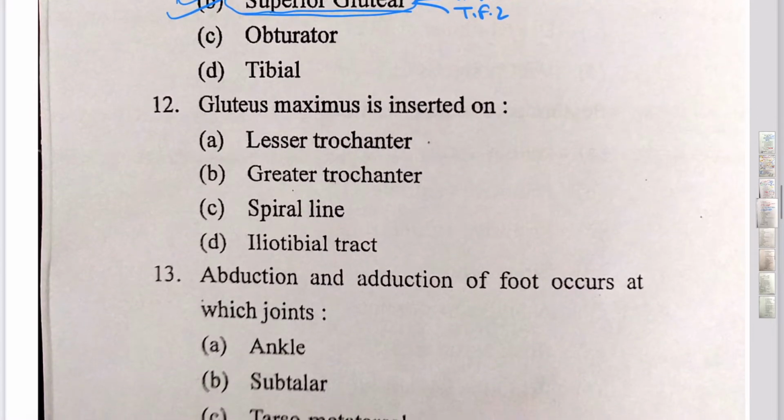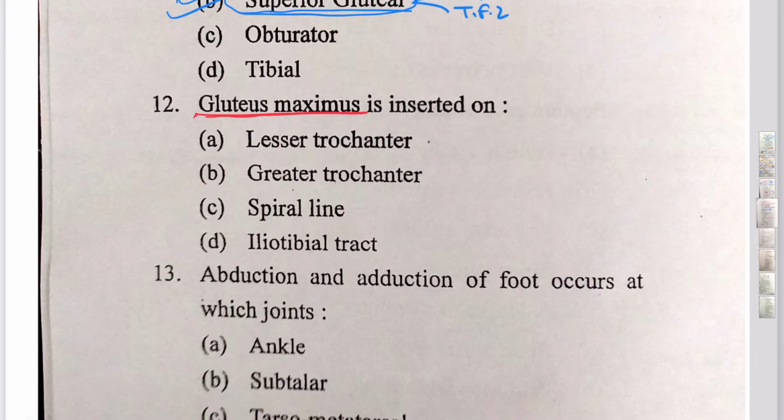Question number 12. Gluteus maximus is inserted on lesser trochanter, greater trochanter, spiral line, ilio-tibial tract. It's an easy question. Remember, the gluteus maximus has a wide origin. It takes origin from the iliac crest posterolaterally, from the posterior one-third, from the posterior superior iliac spine, then the gluteal surface of the iliac bone behind the posterior gluteal line. Then it also takes origin from the lateral surface of the sacrum, the lateral surface of the coccyx, and also from the superficial surface of the sacrotuberous ligament.